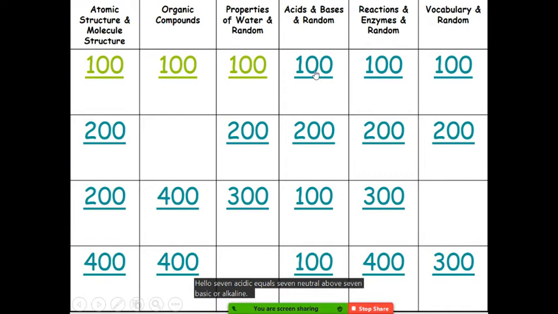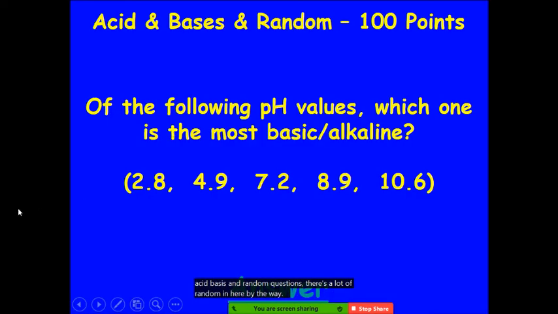All right, acids, bases, and random questions. There's a lot of random in here, by the way. Of the following pH values, which one is the most basic or alkaline?